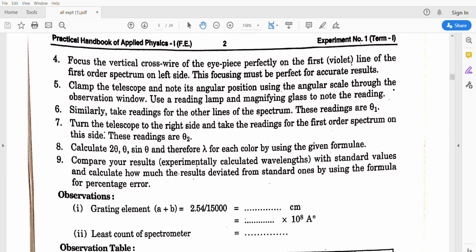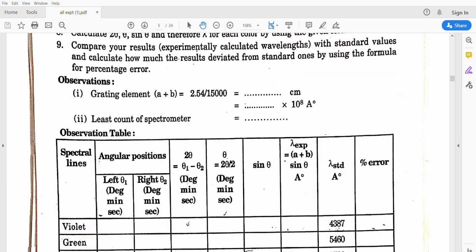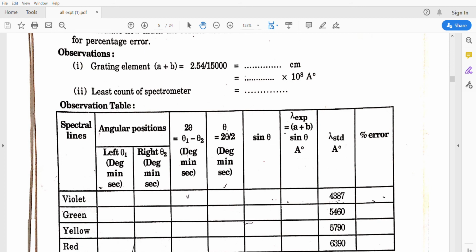First we need to adjust the spectrometer. After that we need to adjust the grating setup. Grating we have to keep in a particular position, then only we will observe the colors. After that we have to adjust the collimator lens. This collimator lens has a cross wire which is in a plus symbol. We have to move that cross wire onto the colors.